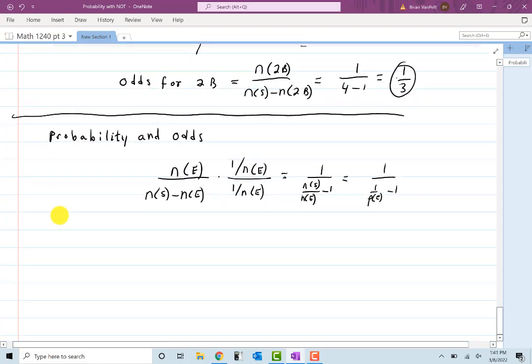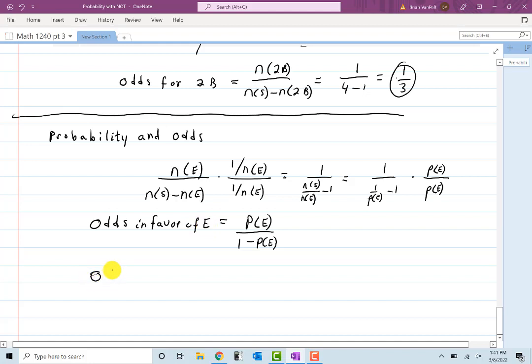So now, to fix this up, I'm going to multiply the numerator and denominator by the probability of E. And then when you multiply that through, you'll get the probability of E divided by 1 minus the probability of E. So this is the odds in favor of E. And then the odds against E, you just take the reciprocal.